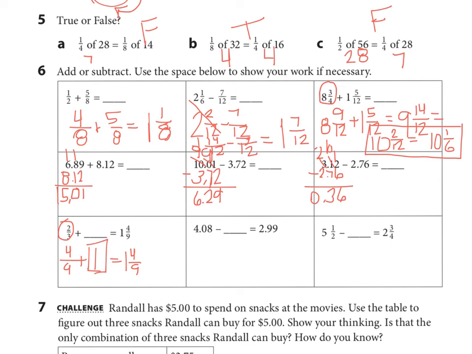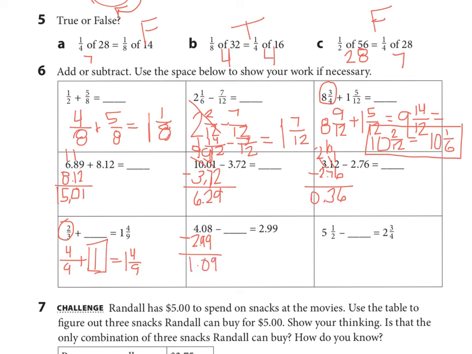4 and 8/100 minus a number equals 2 and 99/100. So what I'm going to do here is take 4 and 8/100, subtract 2 and 99/100 to get the answer that's in the blank, and that is 1 and 9/100.